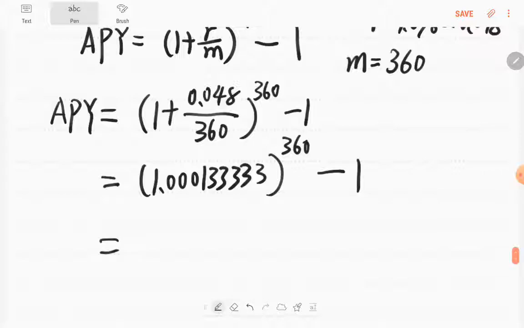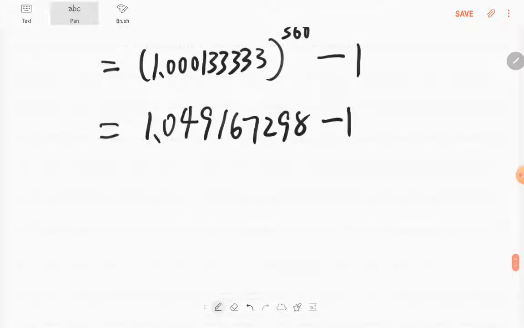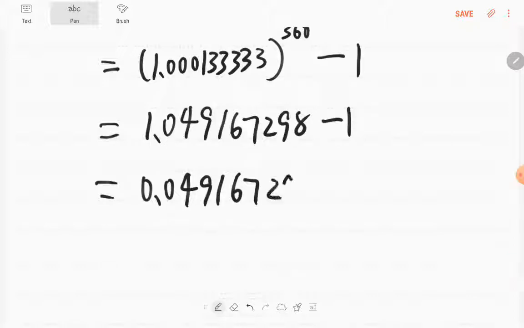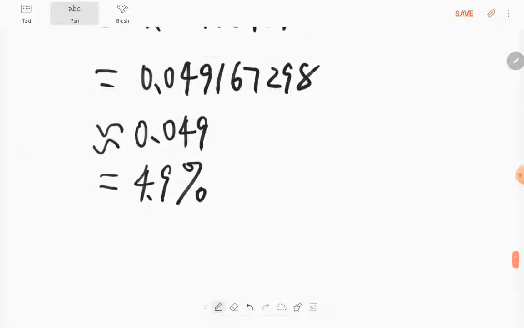So if you use a calculator, this would be 1.049167298, minus 1, so this would be 0.049167298. If the problem asks you to keep 3 decimals, it rounds to 0.049. So this is 4.9%. So this is the APY for Southern Pacific Bank.